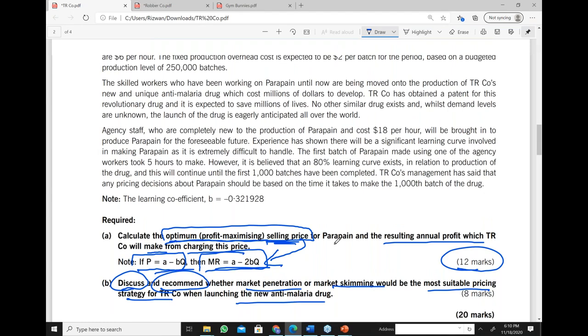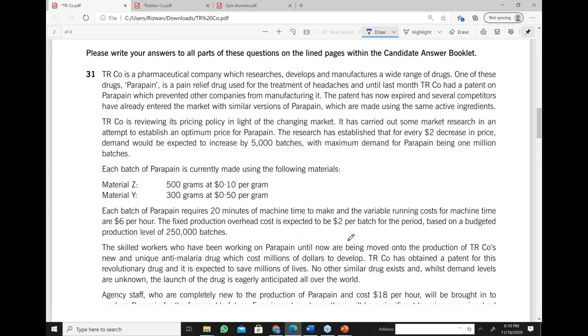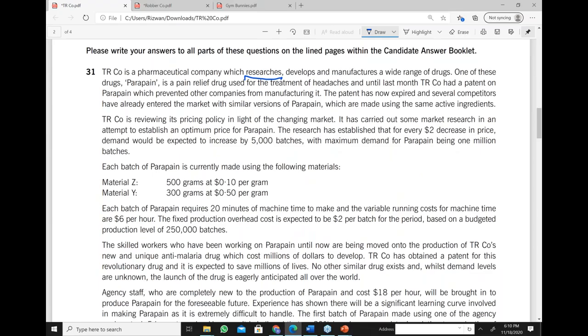Tested in 2017. TR Company is a pharmaceutical company which researches, develops, and manufactures a wide range of drugs. Parapain is a pain relief drug used for treatment of headaches, and until last month, TR Company had a patent on Parapain, which prevented other companies from manufacturing it. Like a Panadol, right? In Pakistan, it's very famous. Pakistani students, is it true?